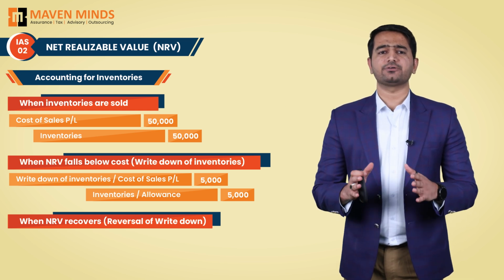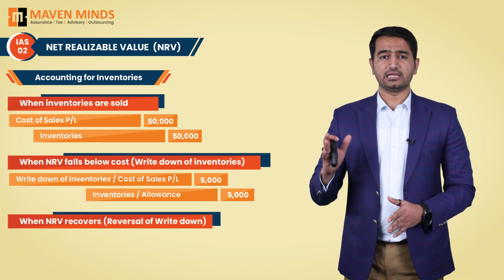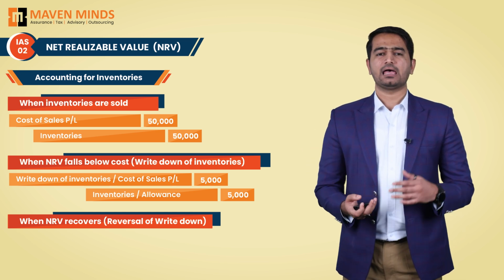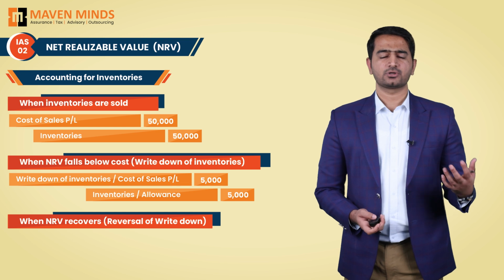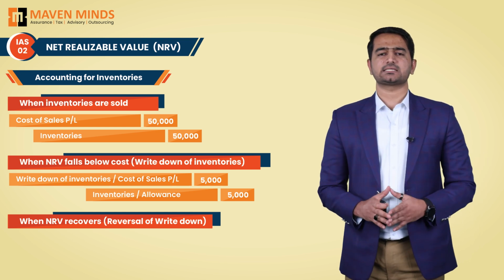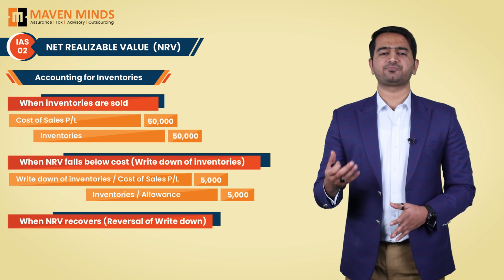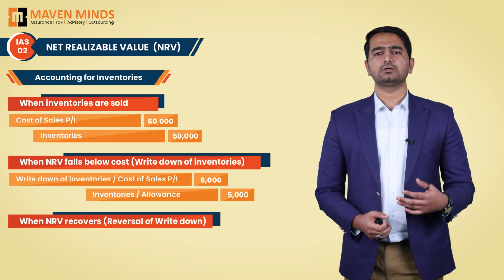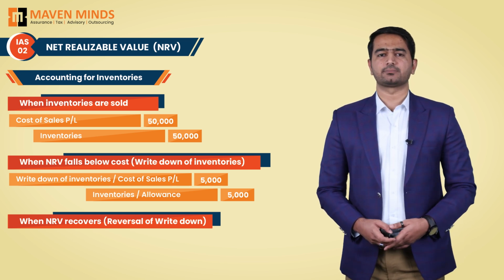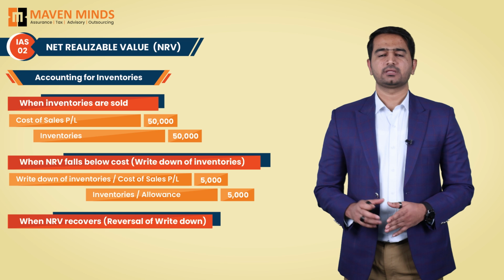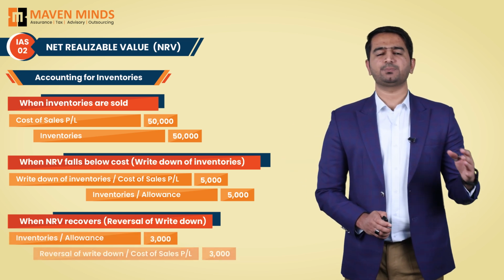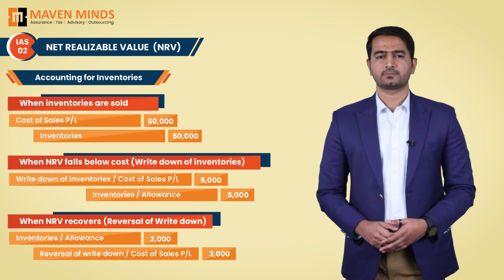And the journal entry for reversal of write down would be: inventories would be debited to restore their value in the books, and cost of sales would be credited or a separate reversal account in the profit and loss statement. Let's say the earlier write down was $5,000, but now the NRV improves and you can reverse $3,000 of it. The journal entry would be inventories would be debited by $3,000 and cost of sales would be credited by $3,000.